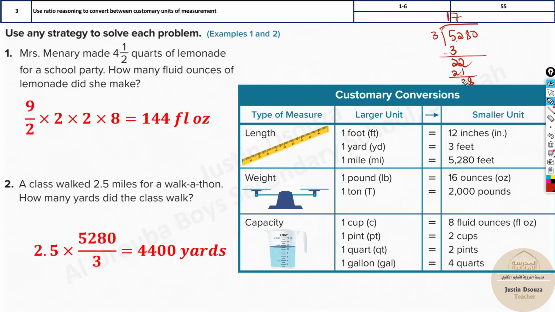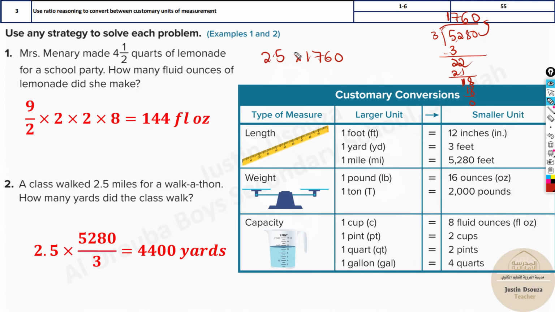Bring this down 8. Now how many times? 3 sixes are 18. It will be 0. Now don't get the 0. Only 0 is remaining. It will be 0. So you need to take this up. It will be 1760. So it is 2.5 multiplied by 1760. Now we know how to multiply, isn't it?